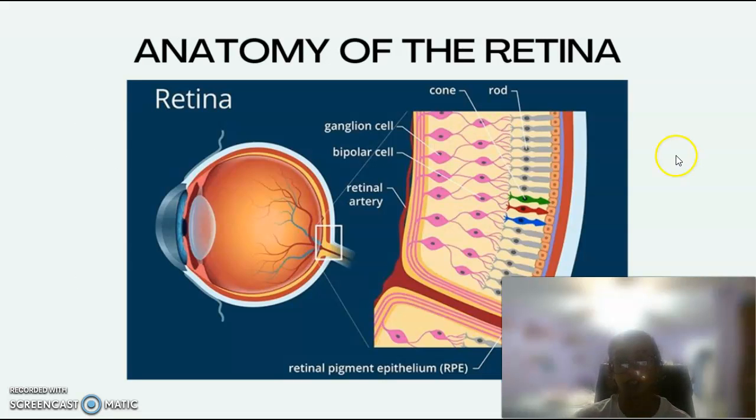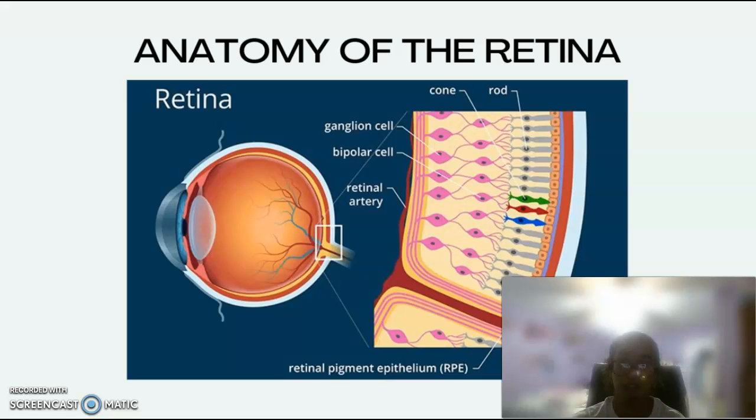So here we'll be getting into the anatomy of the retina. The retina is made up of hundreds of millions of neurons, many of which are photoreceptors that detect and respond to light. There are two types of photoreceptors, rods and cones. Rods allow us to detect motion and see in dim lighting conditions. They are located throughout the retina and concentrated along the periphery of the retina.